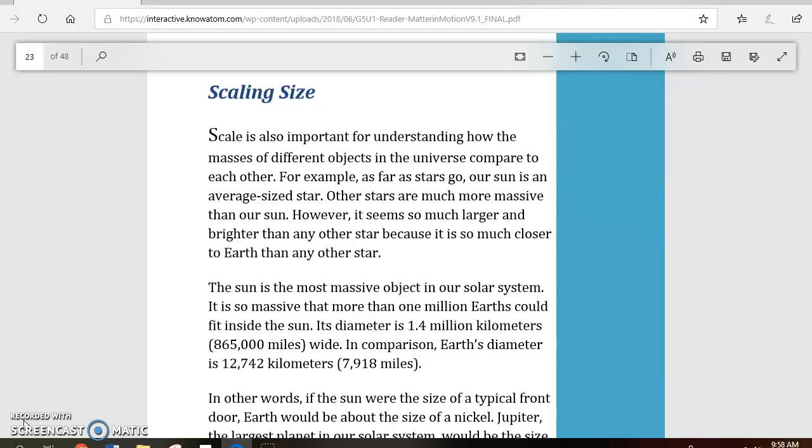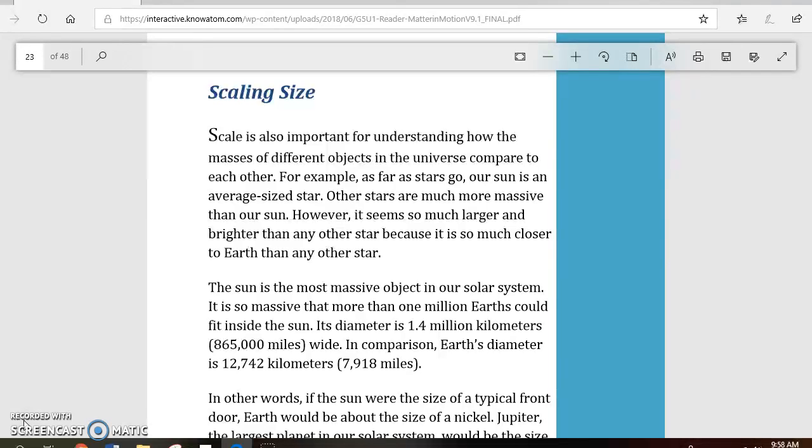Scaling size. Scale is also important for understanding how the masses of different objects in the universe compare to each other. For example, as far as stars go, our Sun is an average-sized star. Other stars are much more massive than our Sun. However, it seems so much larger and brighter than any other star because it is so much closer to Earth than any other star. The Sun is the most massive object in our solar system. It is so massive that more than 1 million Earths could fit inside the Sun.